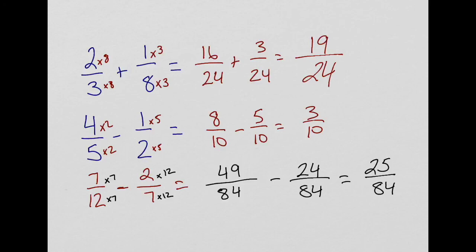And this fraction does not reduce because 25 can only be divided by 5. And as you know, 84 cannot be divided by 5. So this is how you would add and subtract fractions that have different denominators.